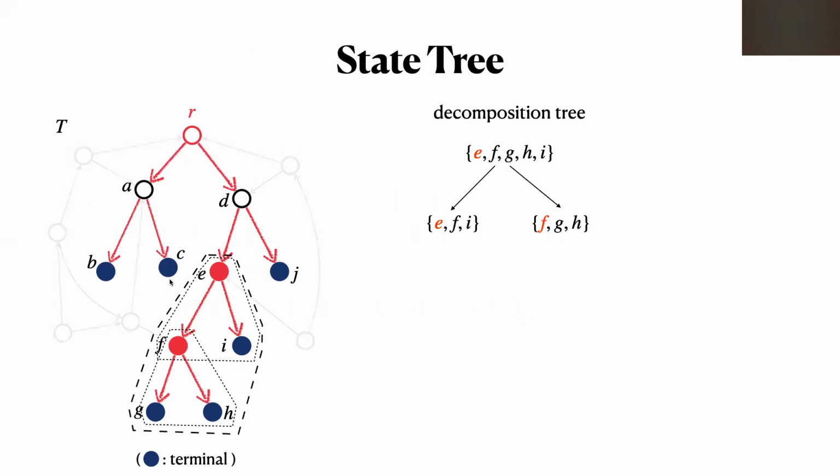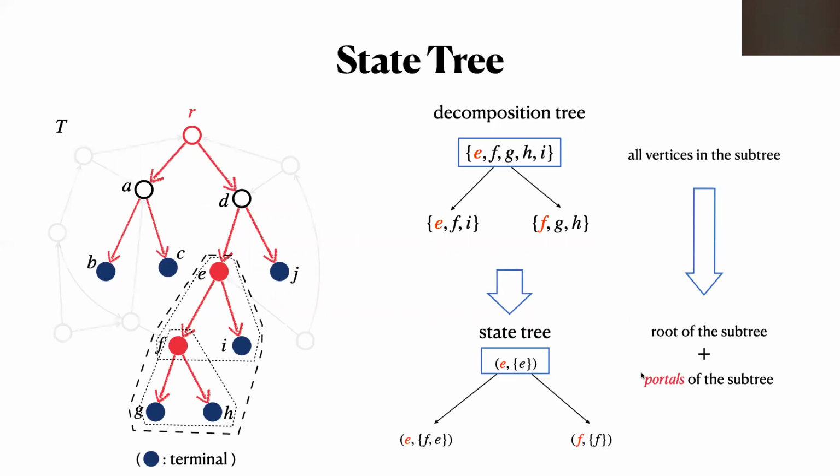Like the decomposition tree, each node of the state tree corresponds to a subtree in the original graph. But instead of remembering all the vertices in the subtree, we will only remember the root of the subtree and the portals we use to glue different subtrees. In this example, we look at this node in the decomposition tree, which corresponds to these 5 vertices subtree E, F, G, H, I.